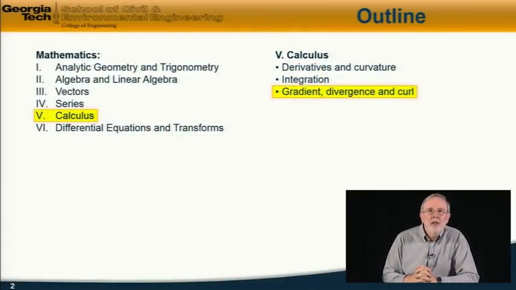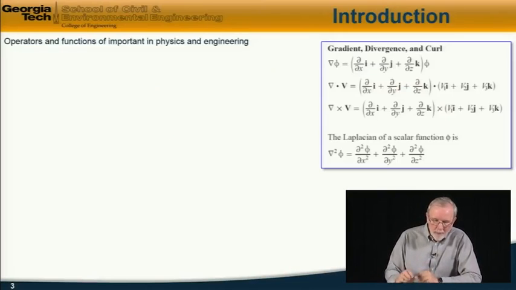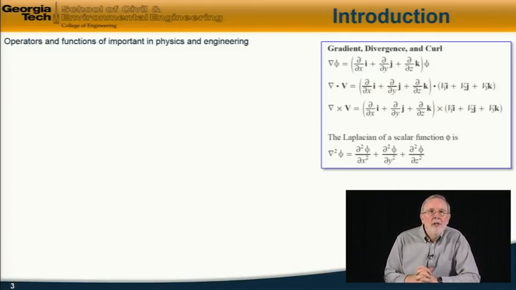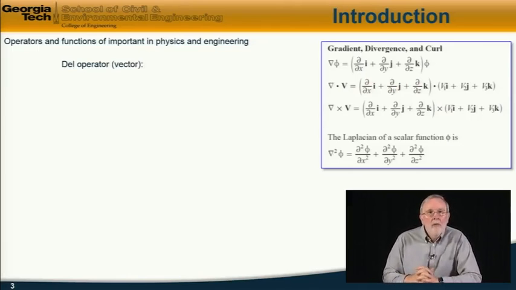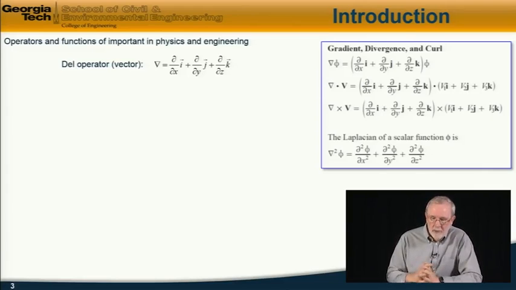Continuing our discussion of calculus, the last topic I want to discuss here is the concepts of gradient, divergence, and curl. So first of all, we have operators and functions that are of considerable importance in physics and engineering. And the definitions are given in this extract on the right-hand side from the manual. And we start off with the del operator, which is a vector operator, which looks like an upside-down triangle, defined in this way. Partial d by dx i plus d by dy j plus d by dz k in general is the del operator.